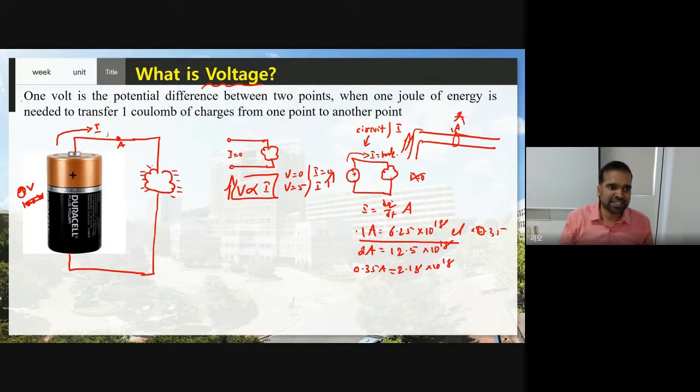So as a definition, you can explain voltage. 1 volt is the potential difference between 2 points when 1 joule of energy, this is very important, when 1 joule of energy is needed to transfer 1 coulomb of charges from one point to another point.